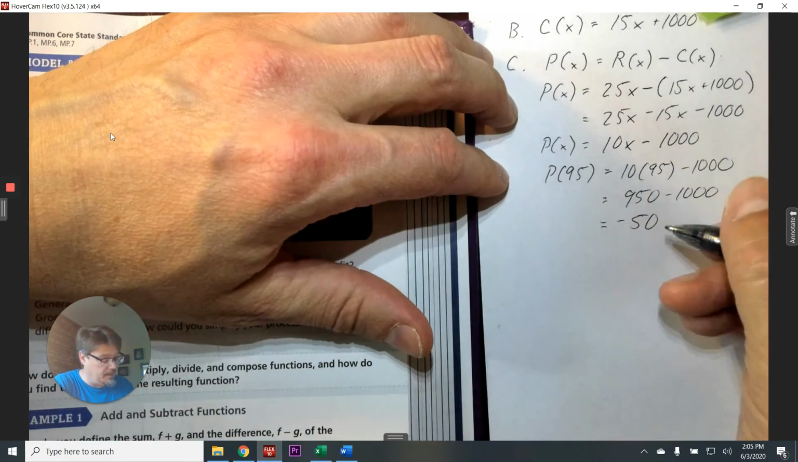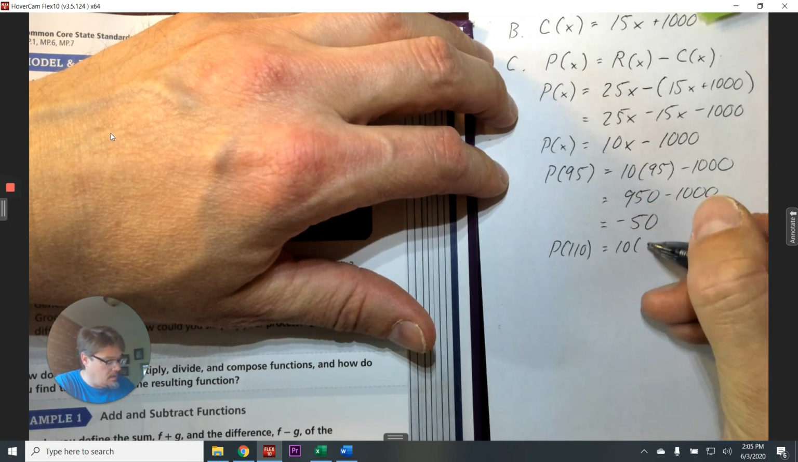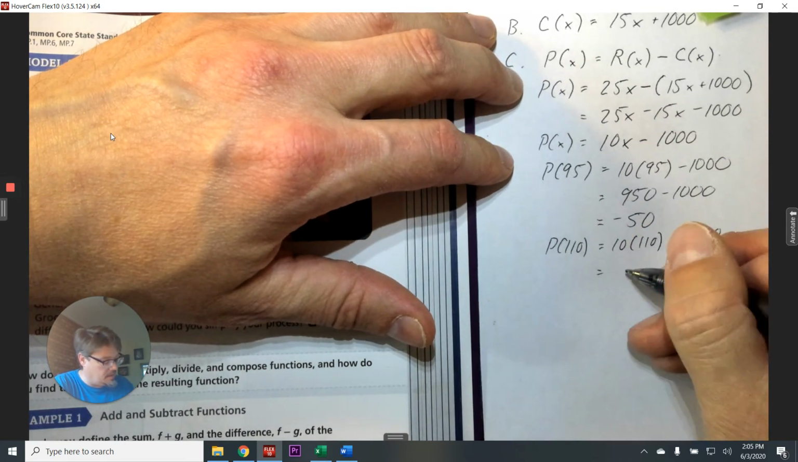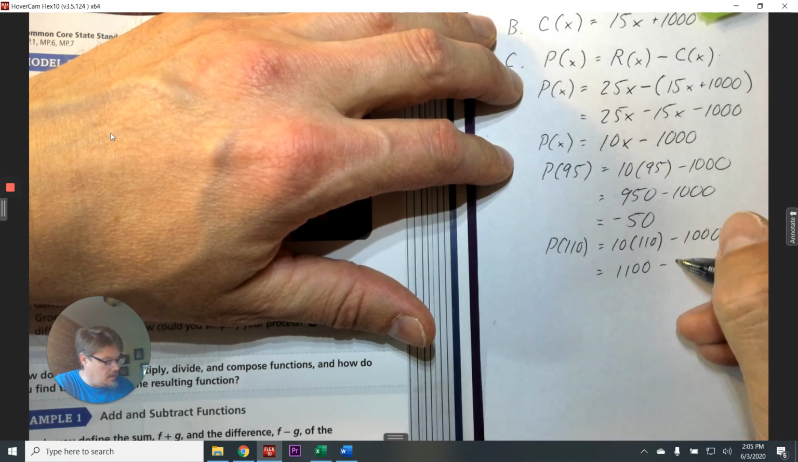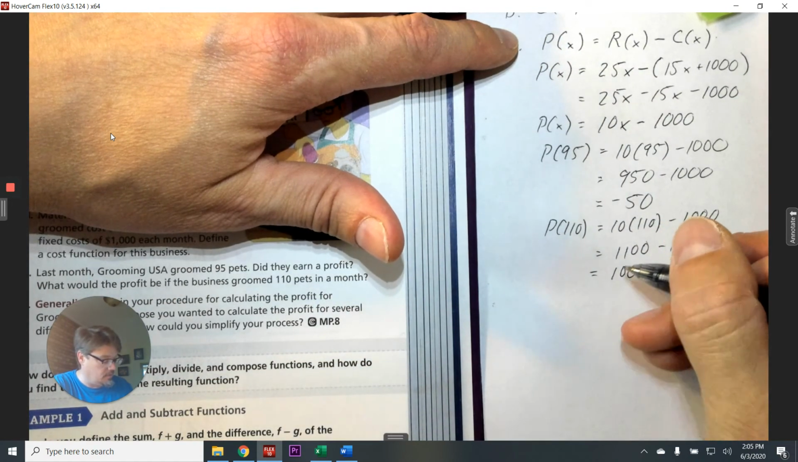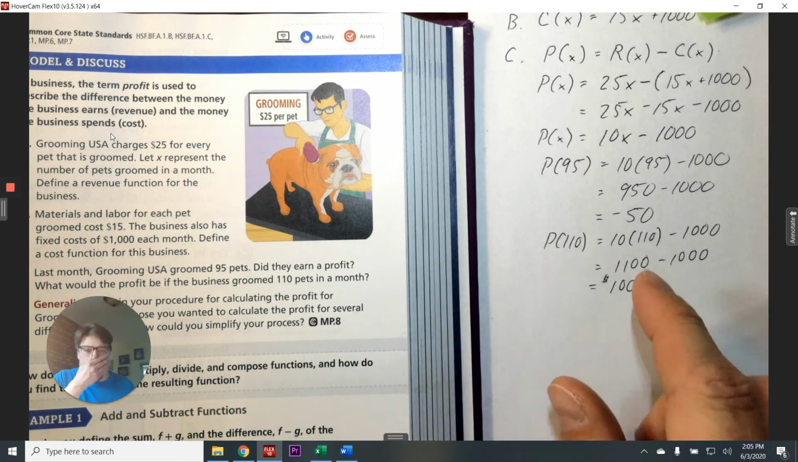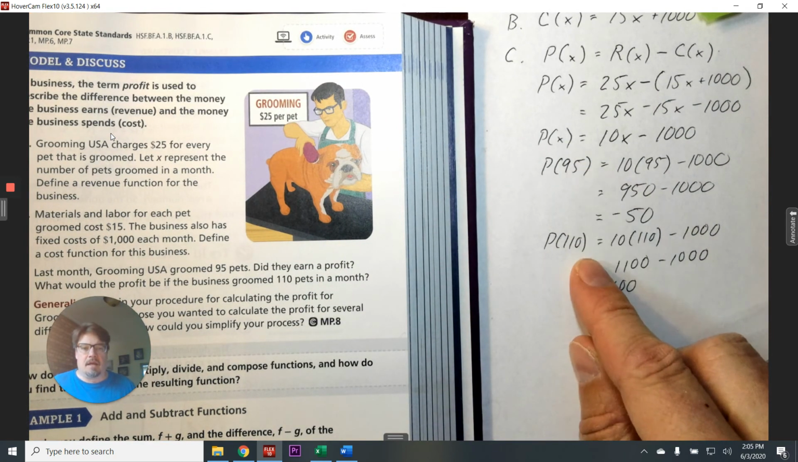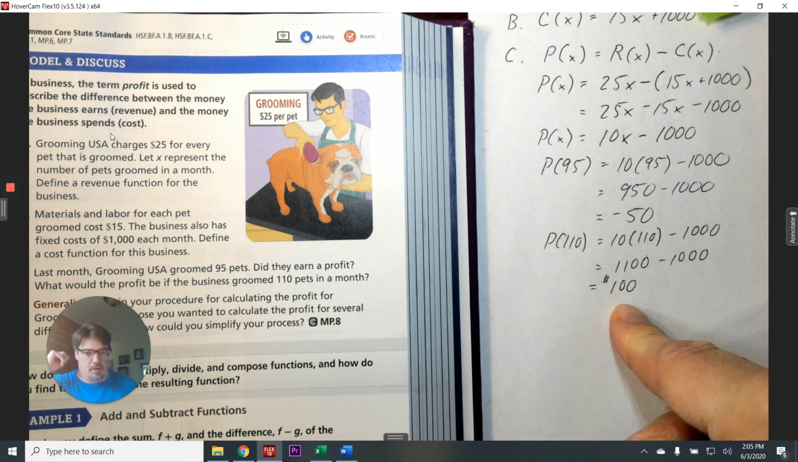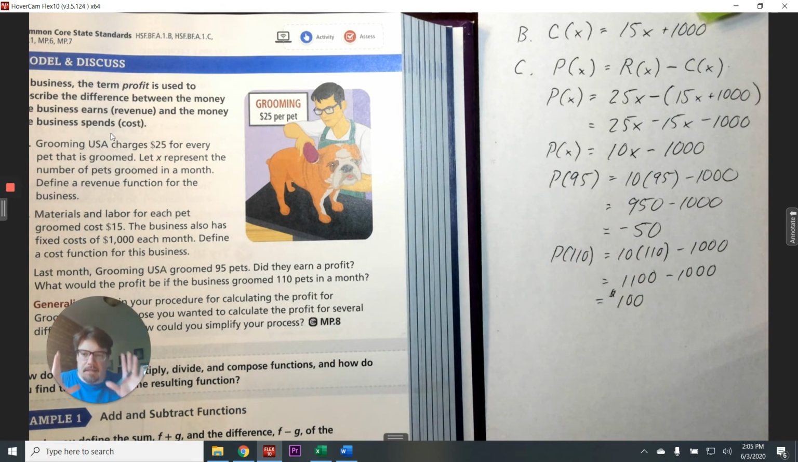So you can see farther along, what would the profit be if the business grew to 110? Well, let's see. I imagine that is going to turn out a profit here. I'm going to plug in this. So that's going to be, yep. Okay, so 1,100 minus 1,000 is going to be 100. So it looks like there's only a profit of $100 in this situation. And that's a difference of 15 animals more, and I've actually made a profit of 100. Okay, so that's the idea of function operations.